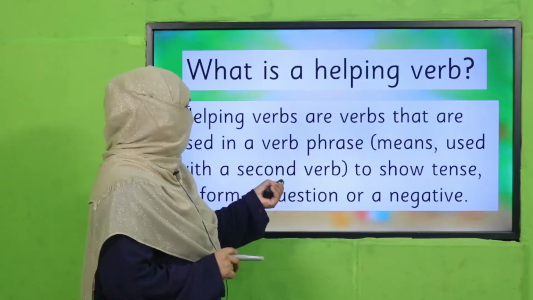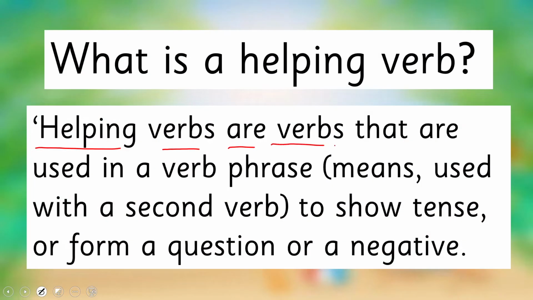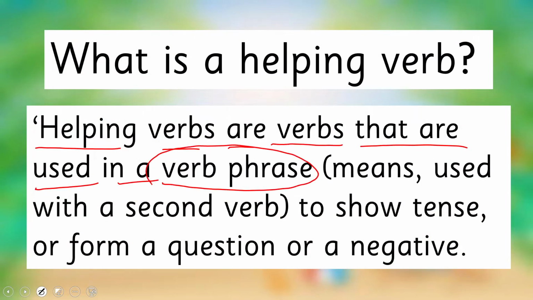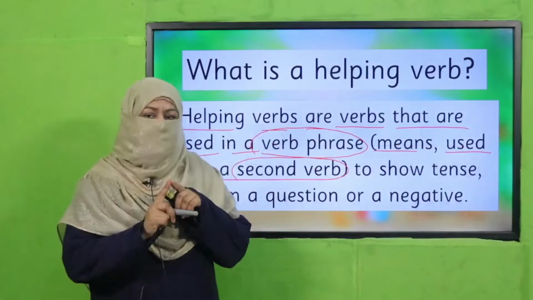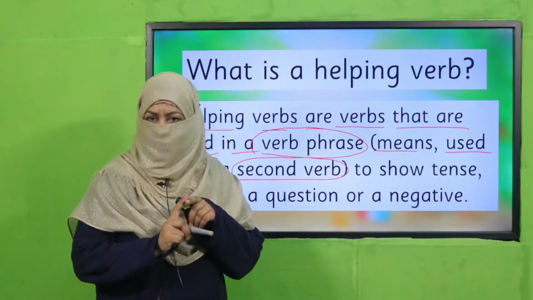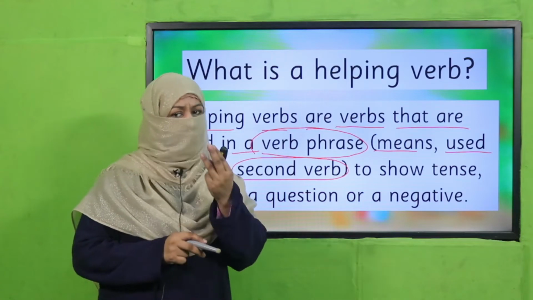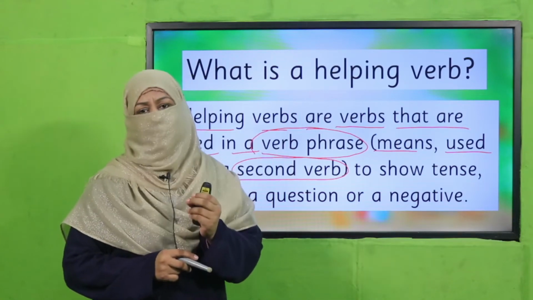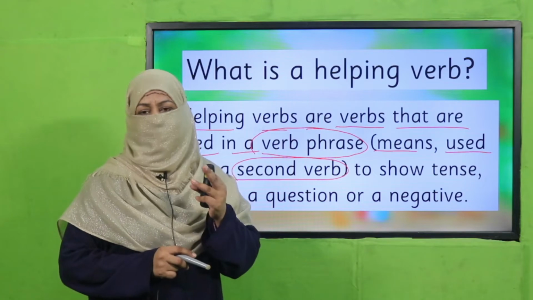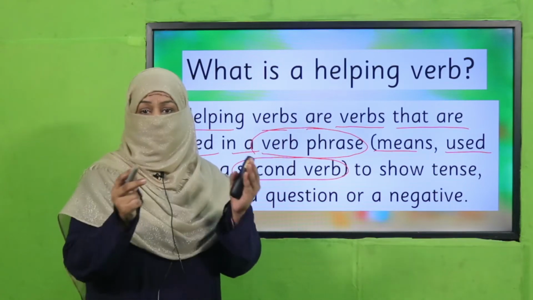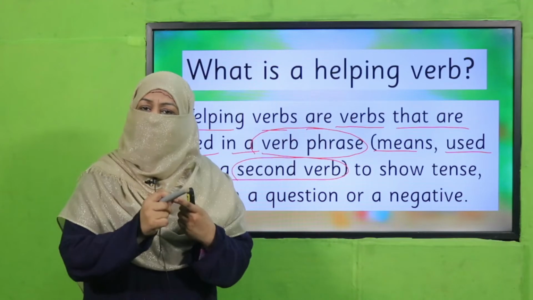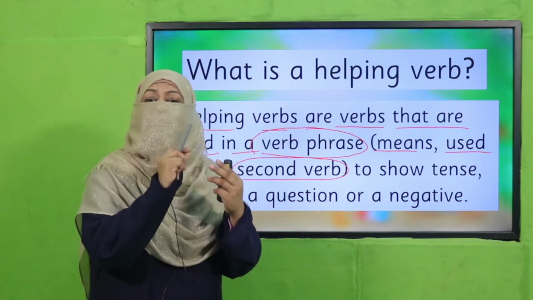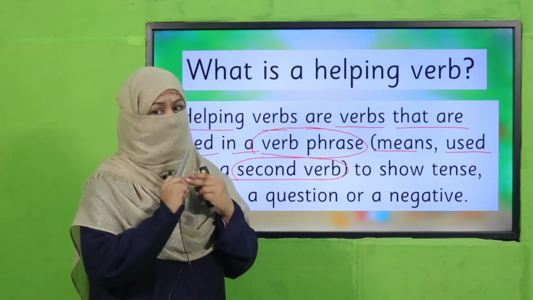What is a helping verb then? Helping verbs are verbs that are used in a verb phrase. What does it mean? It means used with a second verb. When in a sentence there is a helping verb, there will be two verbs. One is main, other is helping. So what is the difference? Main verbs tell the action and helping verbs refer to tense.